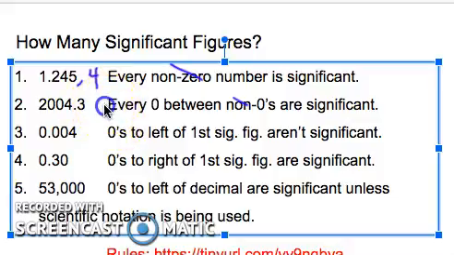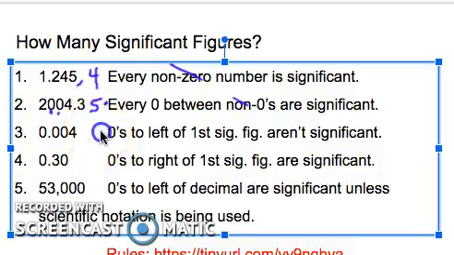Okay, here you see that every 0 between non-zeros is significant. So we have 1, 2 zeros here that are between significant numbers. So yes, they are significant also. So you have 1, 2, 3, 4, 5 significant figures here.